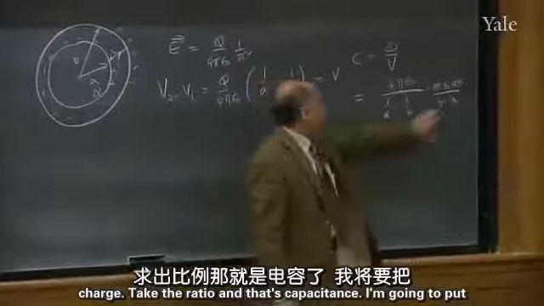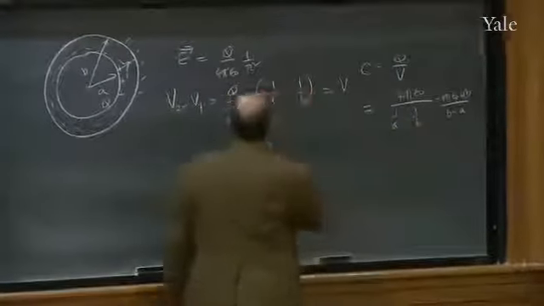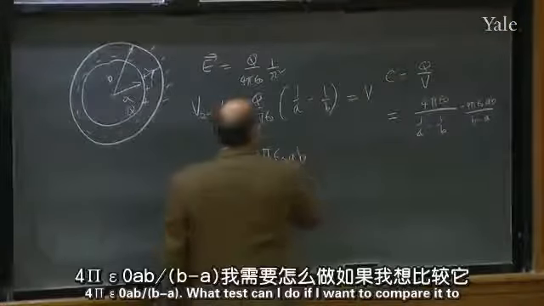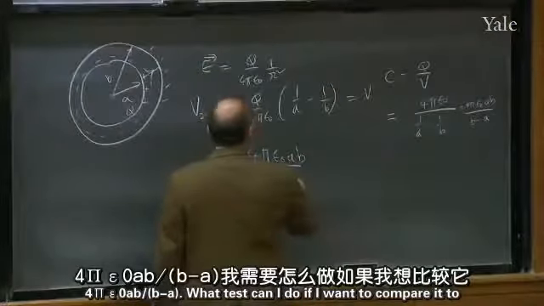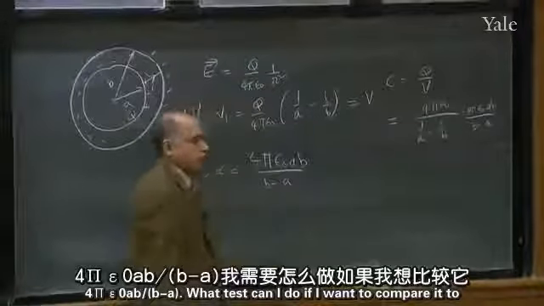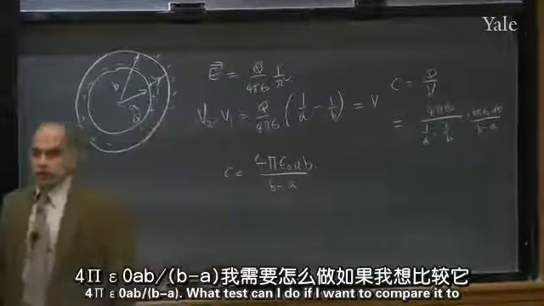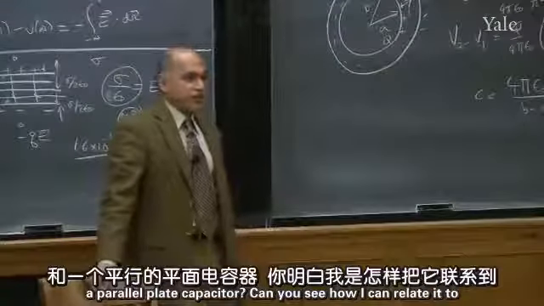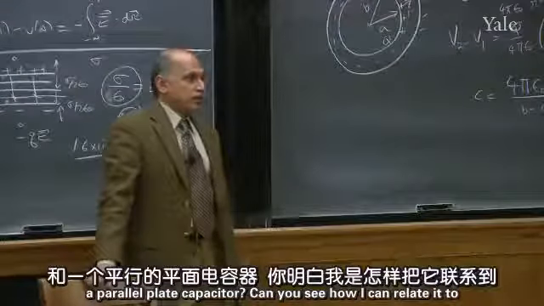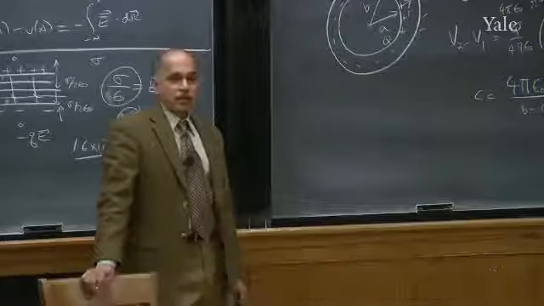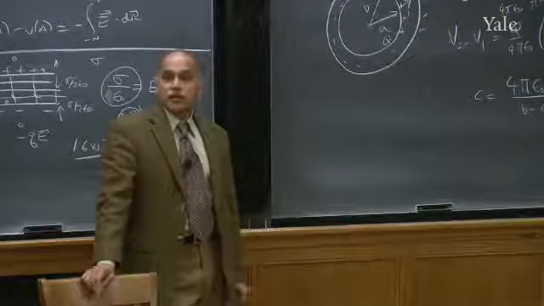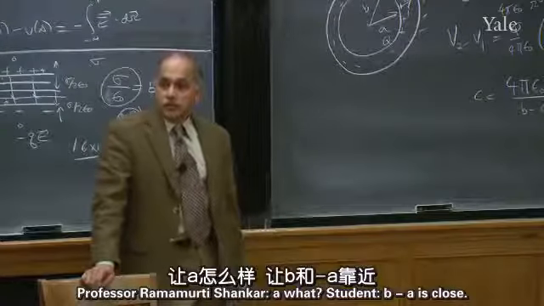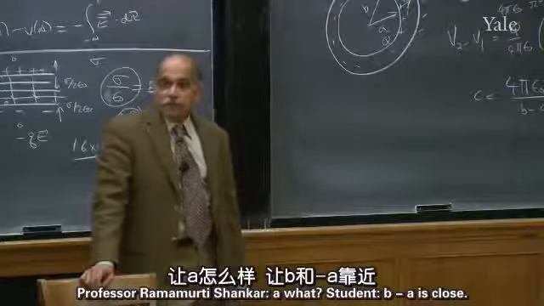I'm going to put this guy to a test. Let me write down clearly the answer here. 4 pi epsilon 0 AB divided by B minus A. What test can I do if I want to compare it to a parallel plate capacitor? Can you see how I can relate it to a parallel plate capacitor? Yep. Make the A close. A what? Make like B minus A.